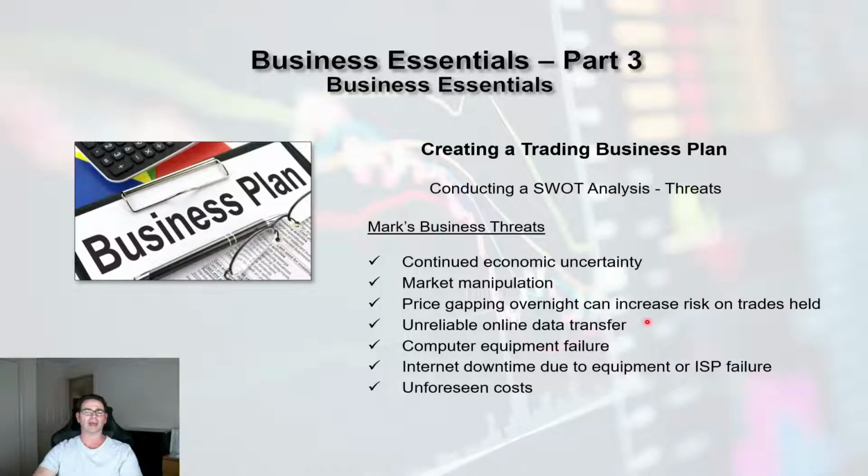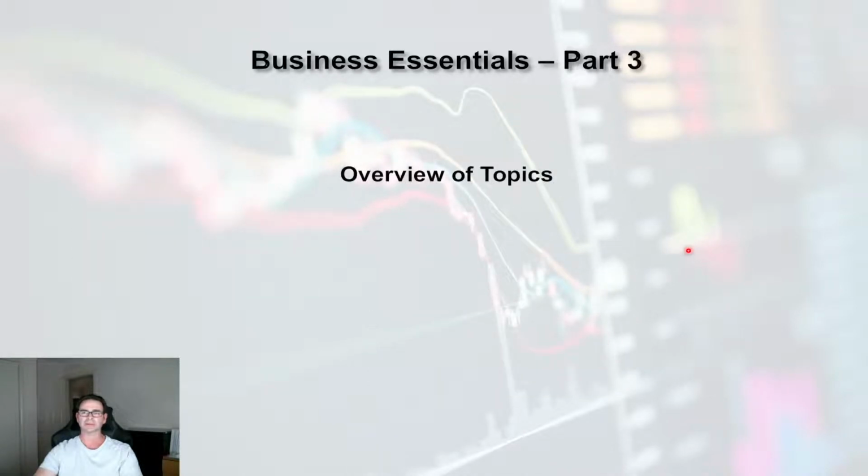Unreliable online data transfer. Potential computer equipment failure. So how do I go around that? So there could be internet downtime due to equipment or internet service provider failure, and there could be unforeseen costs that I haven't allowed for. So now that you've identified these, we'll discuss later how you come up with some contingency plans.